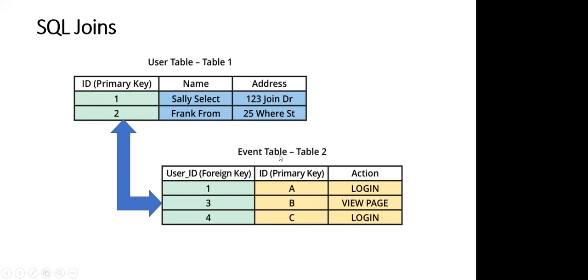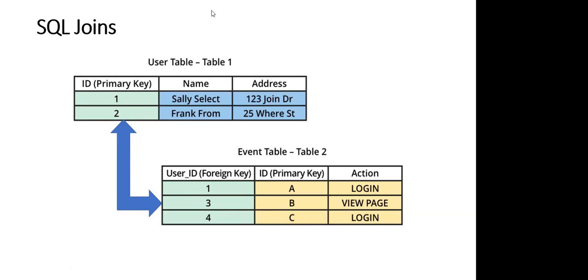Then you have the second table, the events table. This is now showing you what each user is doing on your platform. So for example, one is showing you a login. User 3 viewed a page. User 4 logged in, right? So this is just a small subset, but you could have thousands and millions of rows, right?